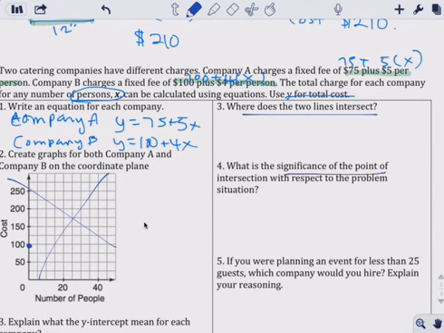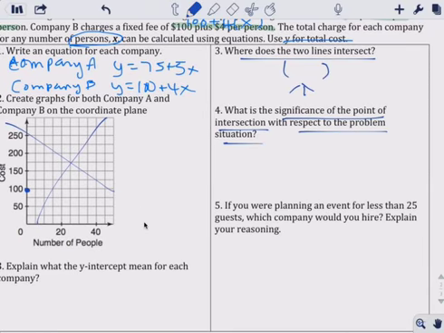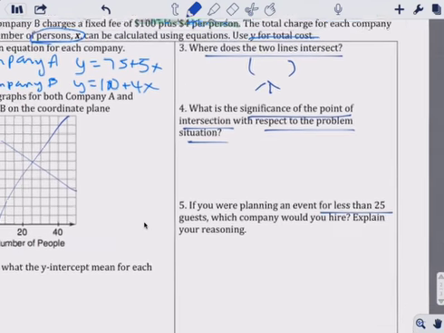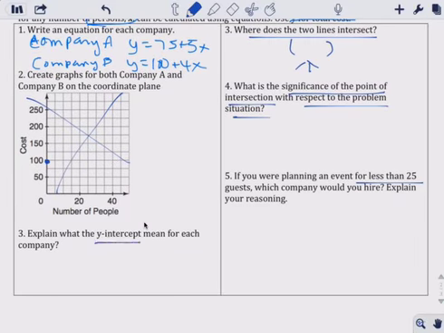Make sure you know the two lines intersect. Make sure you know the coordinate where they intersect. What is the significance of this coordinate relating to the problem situation? And if you're planning an event of 25 or less, or 25 or more, which company would you hire, and explain. Okay, so based on the graph, you should be able to do that and explain what your y-intercept means.